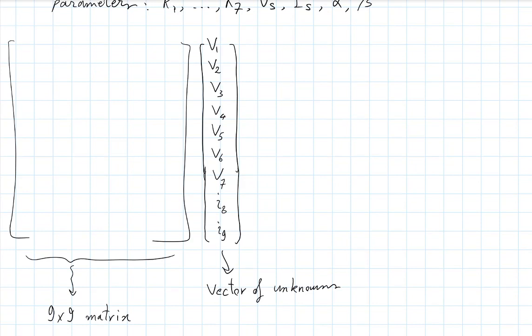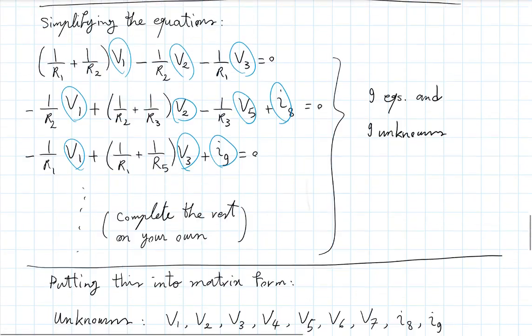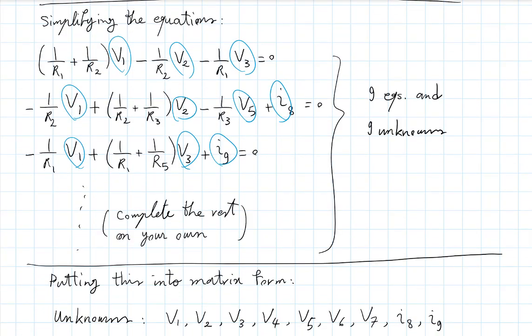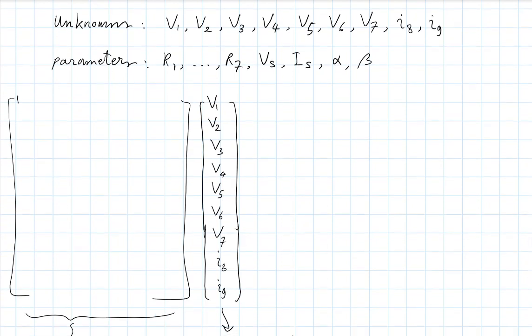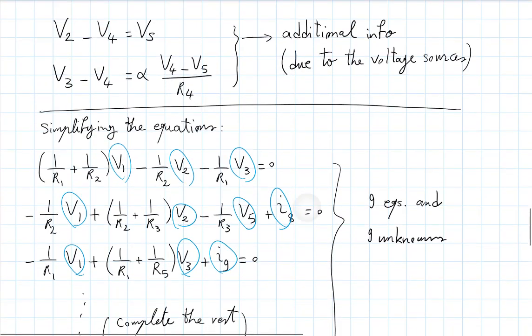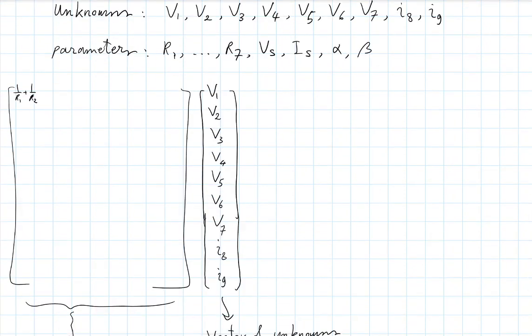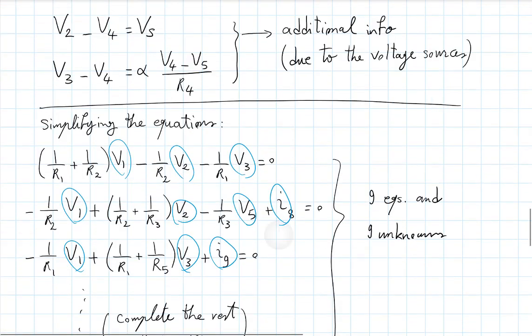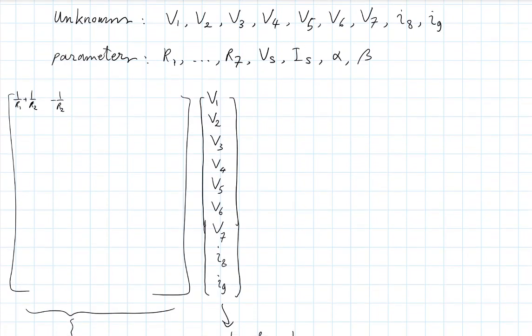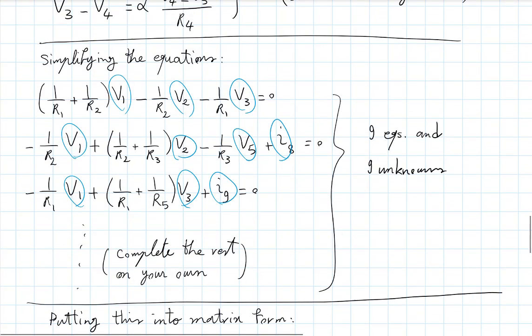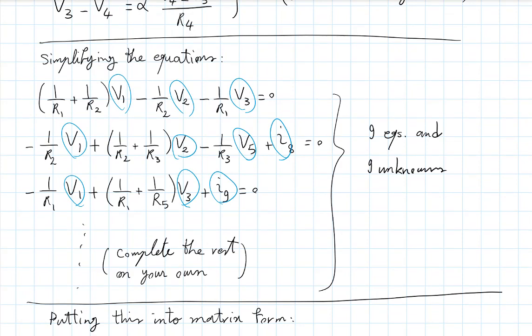And so this matrix multiplying this vector means that each row of the matrix multiplies the column of the vector and gives you the left-hand side of one of these equations. So for instance, for the first one, the first element will be 1 over R1 plus 1 over R2, because that multiplies V1. And then the second element would be minus 1 over R2. And then the third element would be minus 1 over R1. And notice that this equation has only V1, V2, and V3 in it.